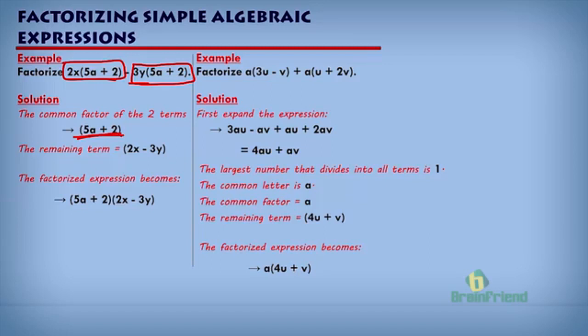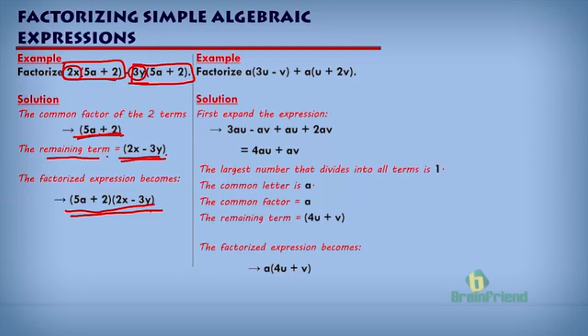What we have left after we've taken away the common factor is what? 2x and 3y, okay? Of course, the operator between them is a minus, so we have 2x minus 3y. This is our remaining term after we've taken out our common factor. So to get our factorized expression, what do we do? We multiply the common factor by the remaining term. The common factor is (5a plus 2), all in brackets, multiplied by our remaining term, (2x minus 3y). And this becomes our factorized expression. All right, let's go on.